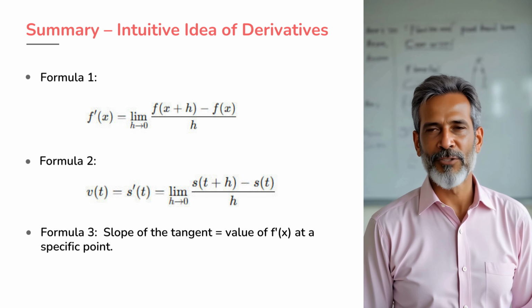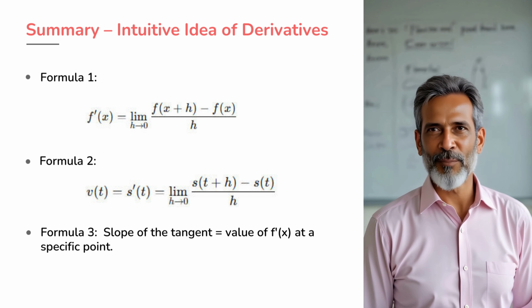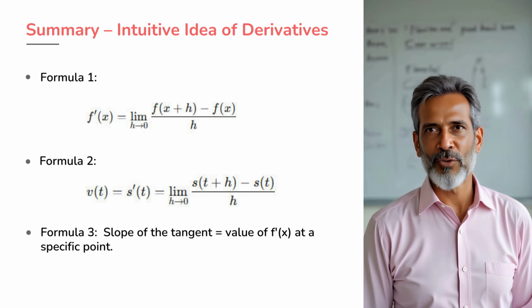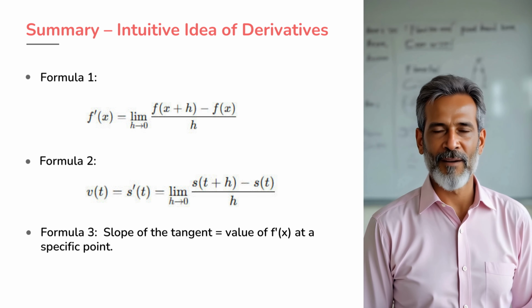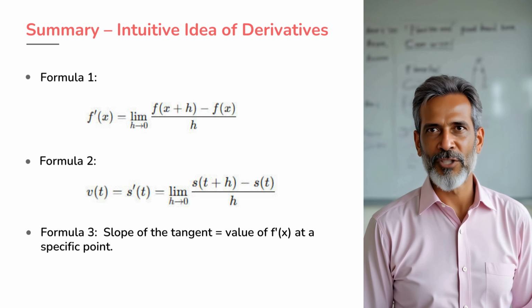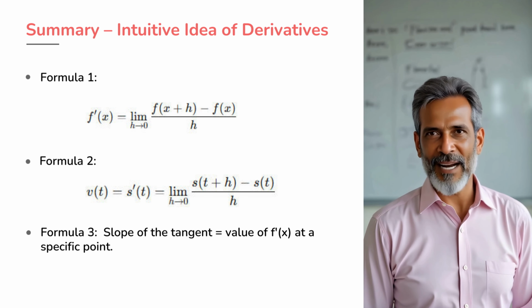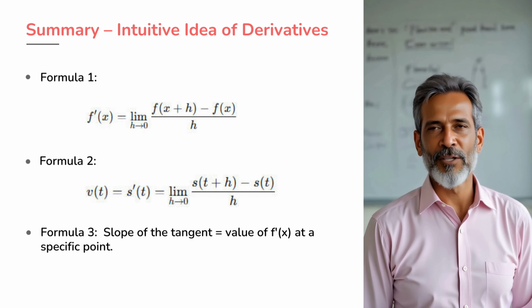Formula 3. The slope of the tangent to the curve equals the value of f dash of x at that point. And conceptually, derivatives are our mathematical microscopes. They zoom into curves, reveal their slopes, and tell us how fast things change in nature, in motion, and even in finance or biology. So next time you see a speeding car, a falling ball, or a rising graph, remember, derivatives are silently at work describing every instant of change.